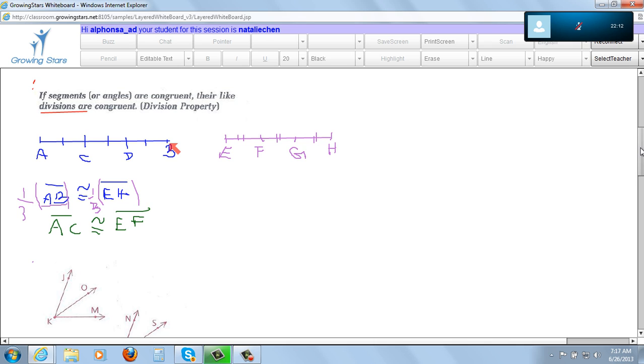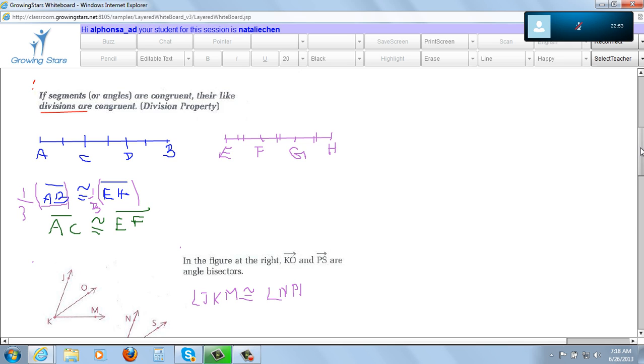Next step. KO and PS are the bisectors of angle JKM and angle NPR. It is given that angle JKM is congruent to angle NPR, with measures x minus 35 and 2x minus 135.